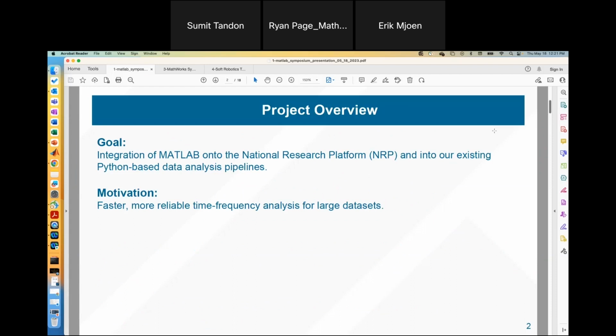So at a high level, this project was prompted by some not so great results we got from Python-based frequency analysis packages, both in terms of actual results, runtime, and memory usage and management issues, as we are dealing with quite a bit of data in our projects. And we wanted to look into Matlab as an alternative to Python for more efficient and quite possibly more correct time frequency analysis.